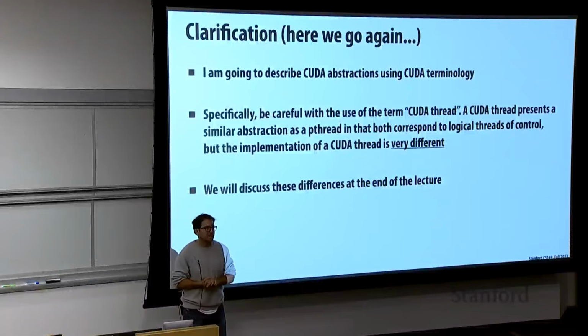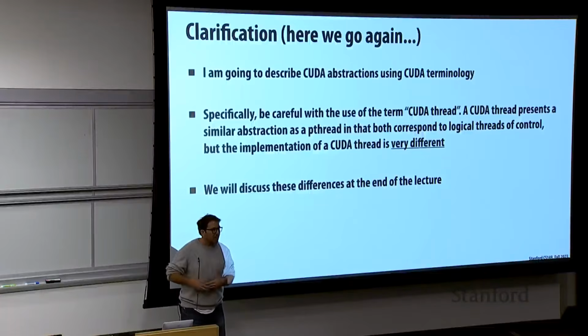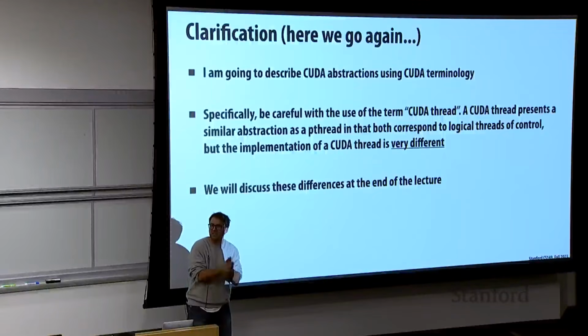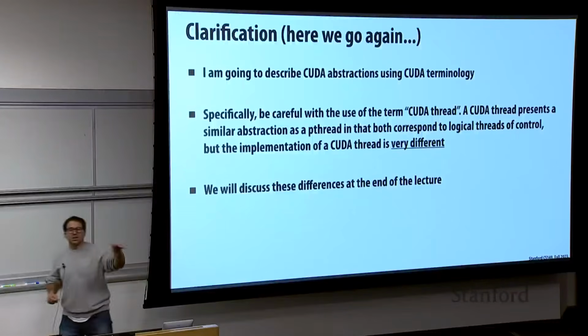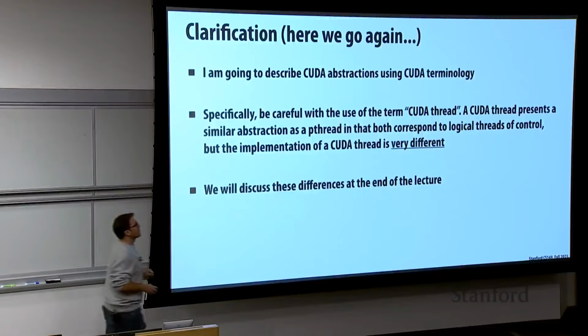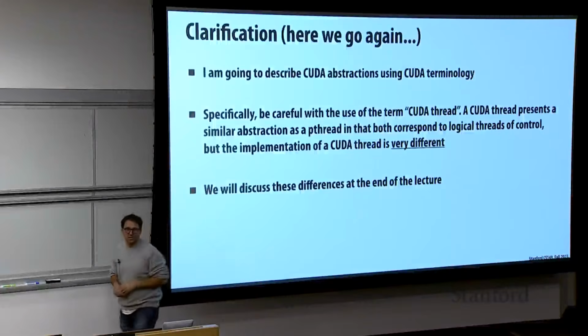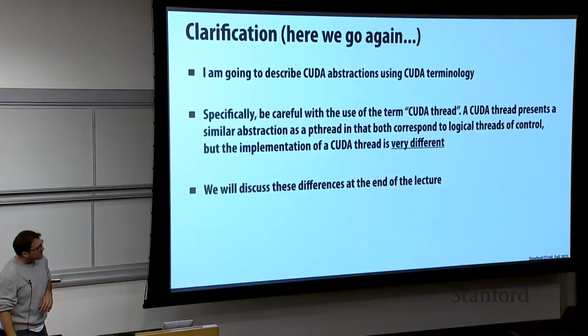When I talked about ISPC, remember I said there was a gang of program instances, and you thought about program instances as a thread logically, but you knew under the hood the implementation was not a hardware execution context, it was a little vector lane. In CUDA, a program instance in ISPC is called a CUDA thread. So when I say thread in this lecture, unless I'm being careful to say hardware execution context, I mean a CUDA thread. And a CUDA thread is whatever NVIDIA defines it to be. Okay, all right.